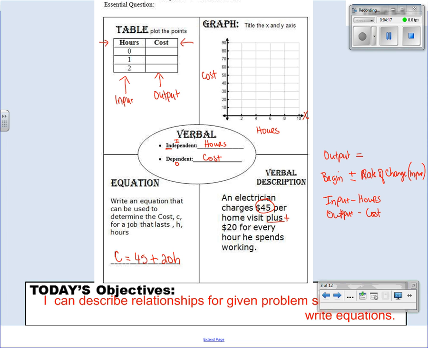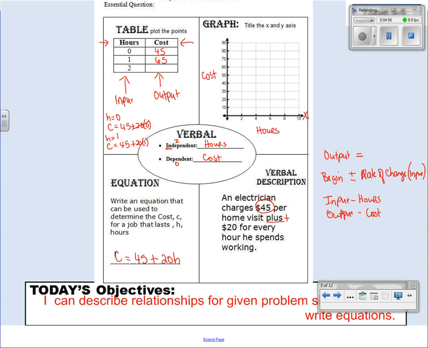Using this equation, we can now fill in our table. On our table, we have our hours is 0. So when hours is 0, we can plug into our equation to figure out what the cost is. It's 45 plus 20 times 0. 20 times 0 is 0. This is $45. Next one, H is 1. Let's figure out what our cost is. $45 we begin with, and then 20 times 1. So 45 plus 20 is 65.